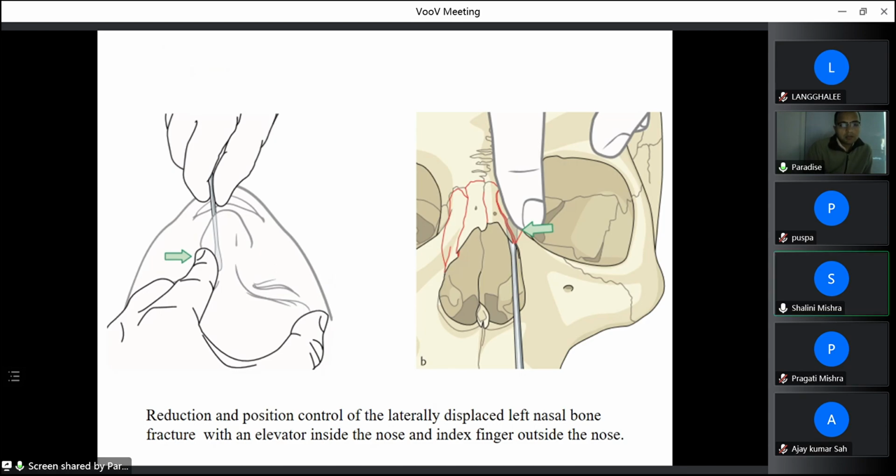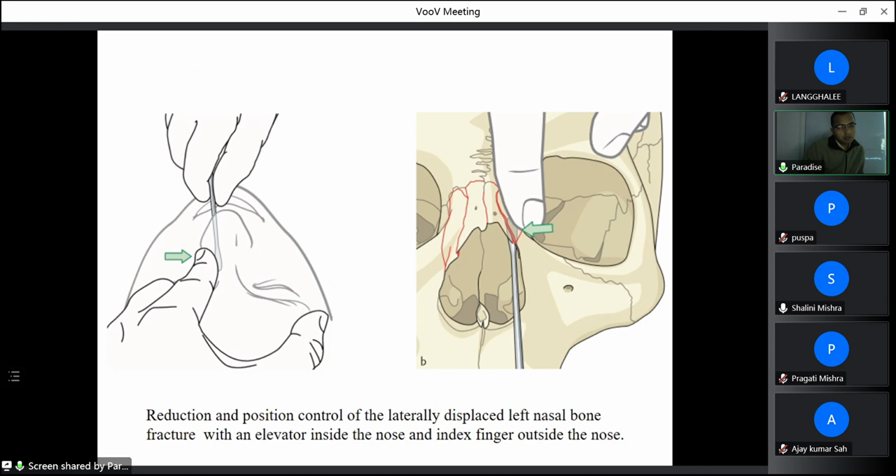Now, how will you reduce the nasal bone fracture? Commonly, you can come across the nasal bone fracture in emergency. Reduction in position control of the laterally displaced left nasal bone fracture with an elevator inside the nose and index finger outside the nose. What we do is, there are some forceps as well. Whenever there is nasal bone fracture, most of the time it is a depressed fracture.